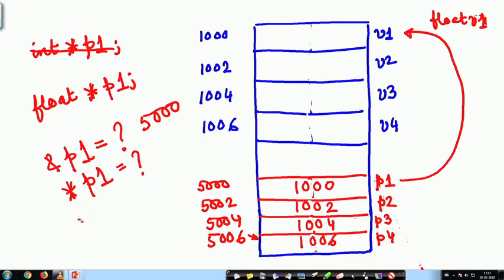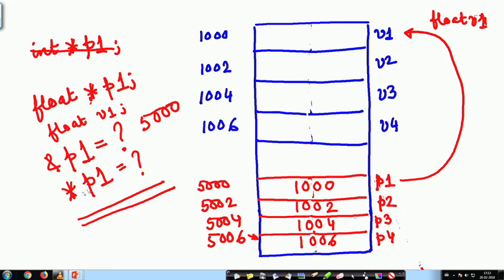What is the meaning of this? Please do not be confused. This star and this star have two different meanings. This star just says that P1 is a pointer to what type of variable? A pointer to a floating point type of variable. For V1, I am just writing float V1, so that means V1 is purely a floating point number, not a pointer. But when I say float star P1, then P1 is a pointer to some floating point number.